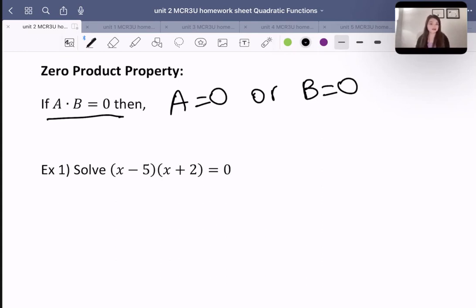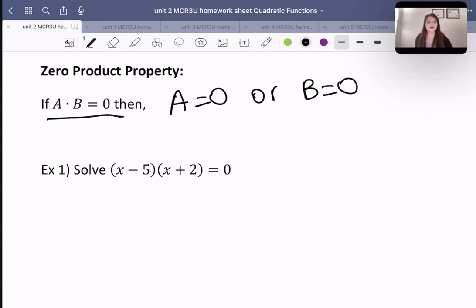So if A is 0, then 0 times B is just 0, regardless of what B is. We really don't care what B is. Or if B is 0, then it's also 0. 0 times A is just 0 again, regardless of what A is. So all we care about is whether either A or B is 0. And likewise, there's no other scenario. Is there any possible way to have an A and B that are both non-zero and yet we still get 0 as our answer? No, there's no possible way.